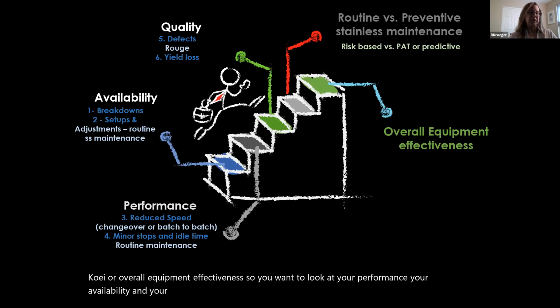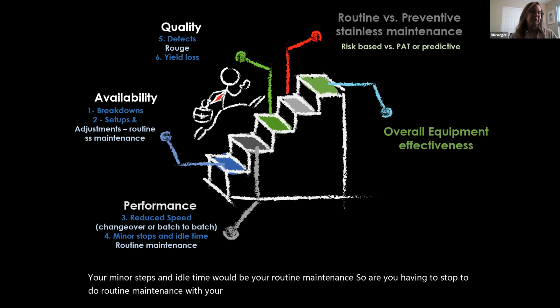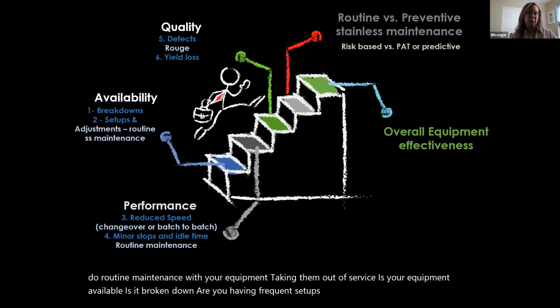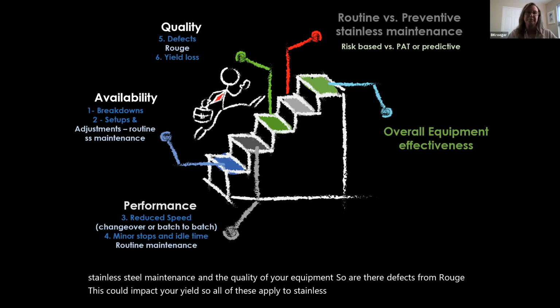So your performance would be, do you have reduced speed or changeover from batch to batch? Your minor stops and idle time would be your routine maintenance. So are you having to stop to do routine maintenance with your equipment, taking them out of service? Is your equipment available? Is it broken down? Are you having frequent setups and adjustments due to routine stainless steel maintenance? And the quality of your equipment. So are there defects from rouge? This could impact your yield. So all of these apply to stainless steel maintenance, just like they would any system.